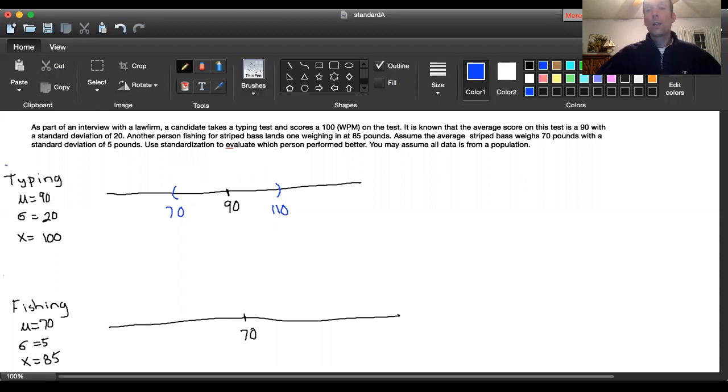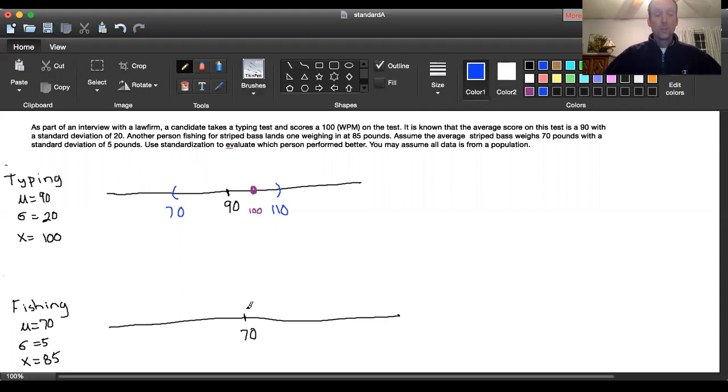Now, while we're here, we can also go ahead and pick a color. May as well indicate that that person scored a 100. So we're going to go ahead and write in there 100. We're going to make a little dot to indicate that. Now, let's do the same thing for the fishing case.